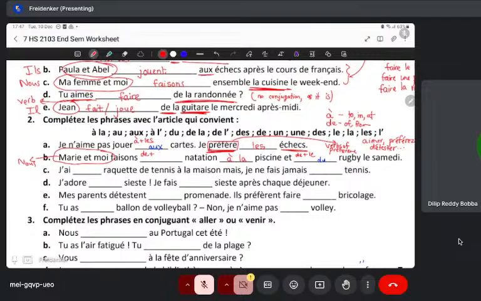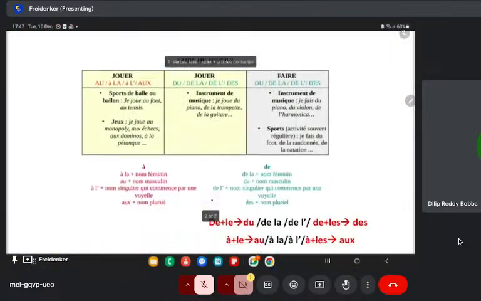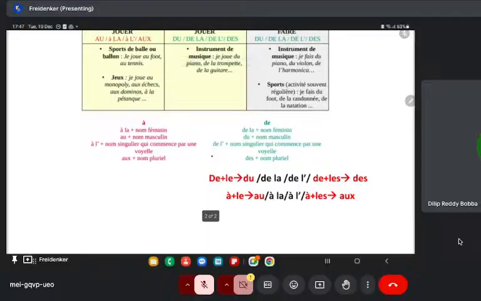Natasio is female. There is no change, so this will remain DELA. Rugby is male, so LE. DE plus LE is DU. If you go back to the table, down, DE plus LE is DU. Where is it? It's here only, no? DE plus LE is DU. Others will not change: DU, AU, DES, AUX. Only those are the ones that are changing.